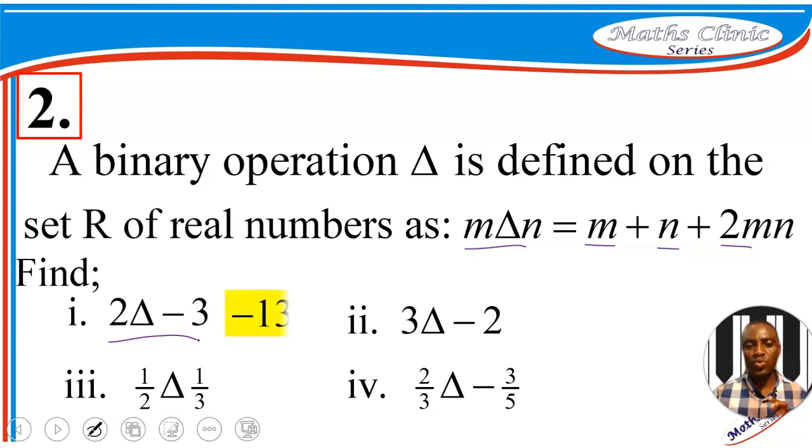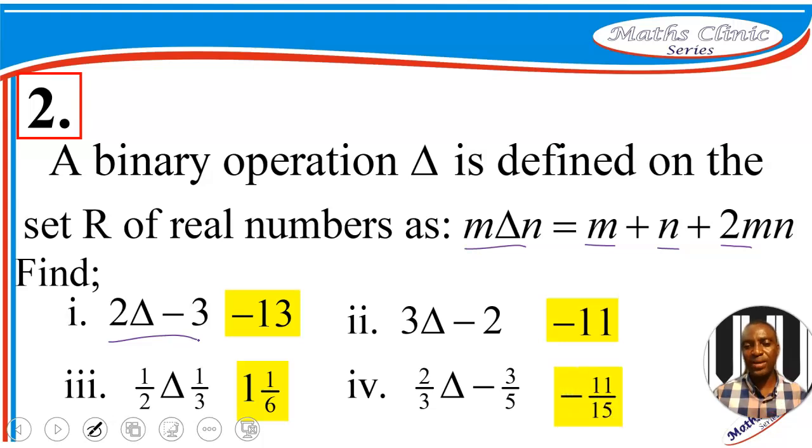When you do the first one, you get negative 13. Second will give you negative 11. Third will give you whole number 1 over 6. And then the final one will give you 11 divided by 15. That's negative. Okay, so I'll try only one of them for you. Which one should I do? I know you tell me to do question 4. Yeah, I'll do question 4 for you. Then you do the rest.